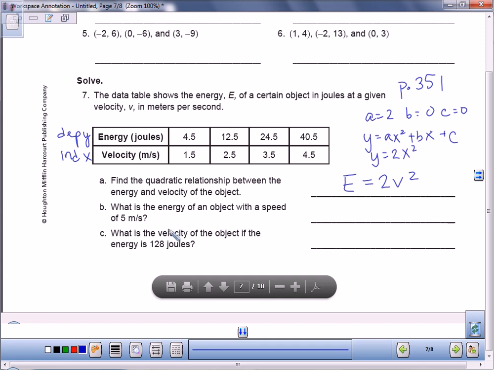What is the energy of an object with a speed of 5 meters per second? So all we do, we plug in 5. So we get energy is equal to 2 times 5 squared. And this would give us 50, and energy is measured in joules. C asks us, what is the velocity of an object if the energy is 128 joules? So we'll plug 128 in for energy, and we'll solve for velocity. We'll divide by 2, and our velocity would be 8 meters per second.